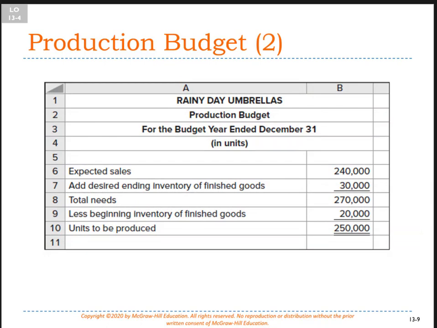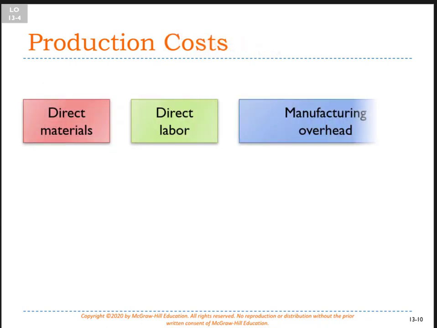Here it is in a spreadsheet format. So now we know how many units we're going to produce. That's very important for our production department. So that's going to be turned around, and we're going to use that. Remember, we haven't done anything with this production in dollars yet. That's all in units, to figure out the direct materials, direct labor, and manufacturing overhead for that production.